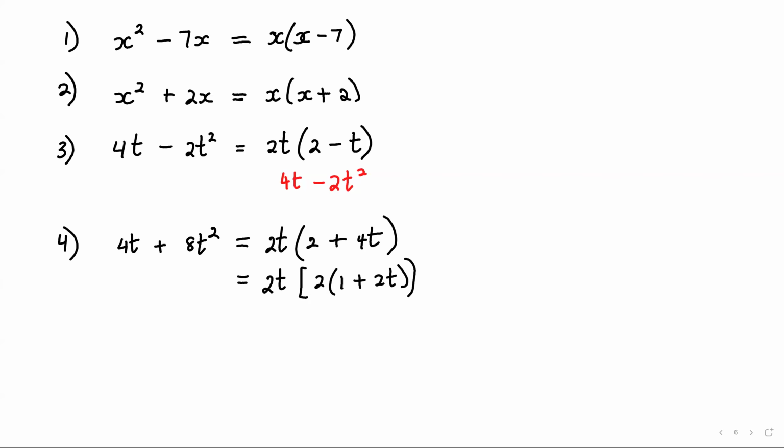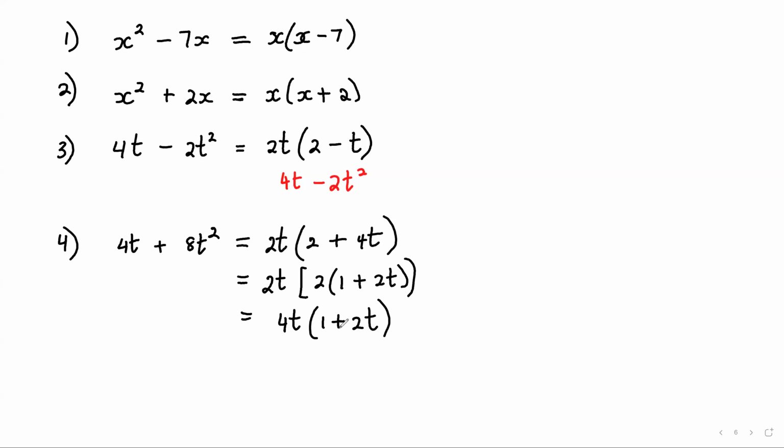So to remove these square brackets, I'll have to multiply 2t by 2, which would be 4t into 1 plus 2t. And that is the complete factorized form. Because when you're factorizing, what is in your brackets cannot have any common factors. If you have factorized and within your brackets you still have common factors, it means that you have not completely factorized. You need to factorize again.